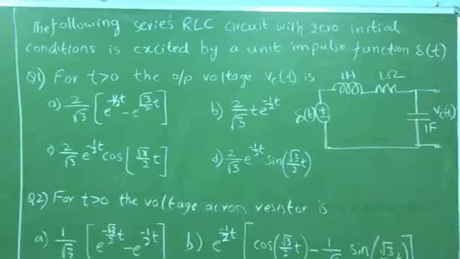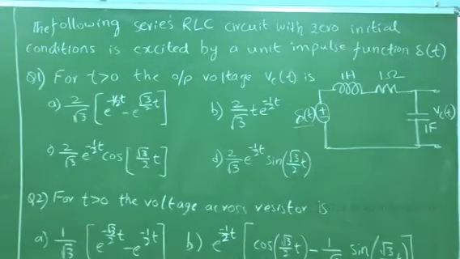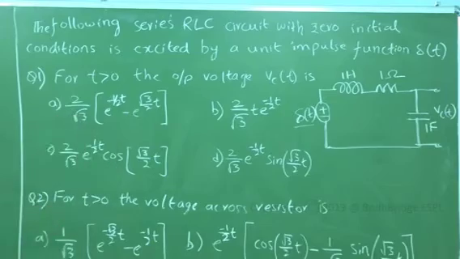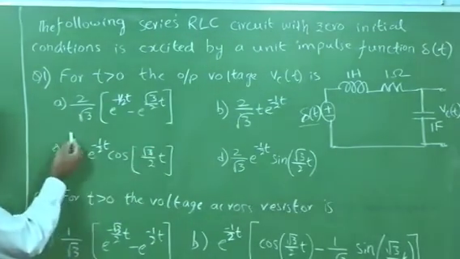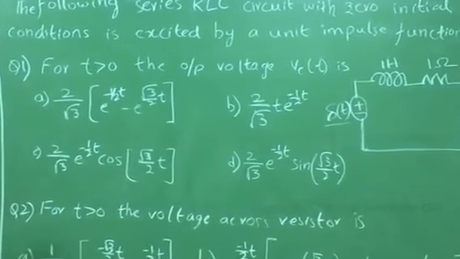The following RLC circuit given in the figure with zero initial conditions is excited by an impulse function δ(t). This is a common data question. The first question is, for t greater than 0, the output voltage Vc(t), that is the voltage across the capacitor, is: option A, 2/3 (e^(-t/2) - e^(-(√3/2)t)).